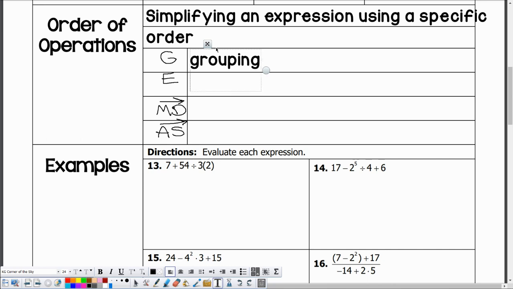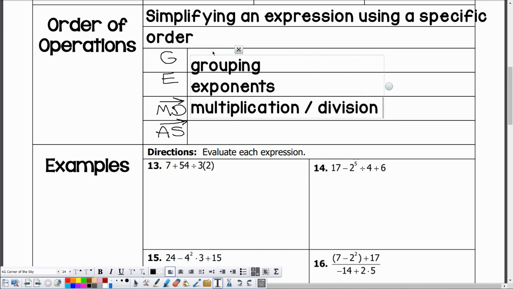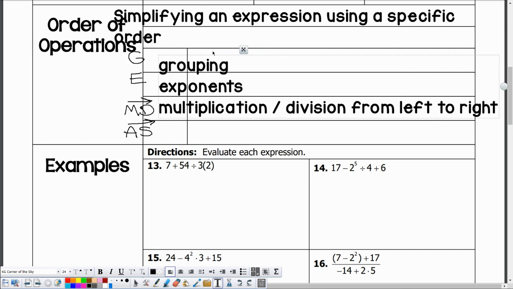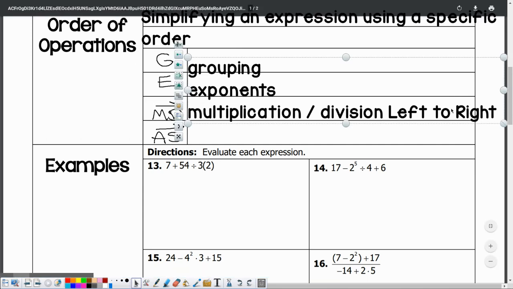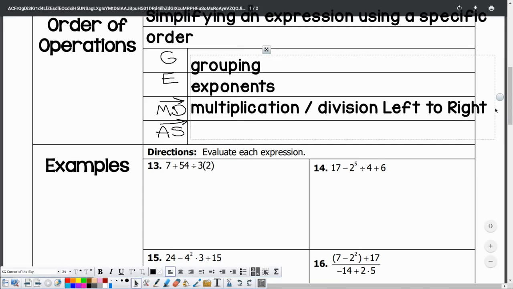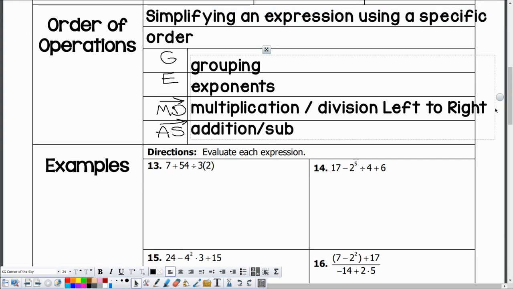So the E is exponents. The MD, that is multiplication and division from left to right. And then addition, subtraction, also from left to right.